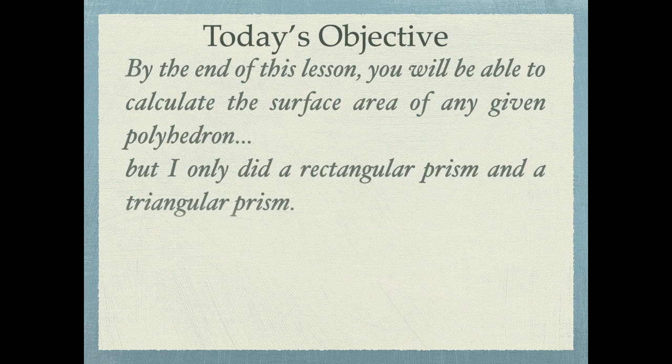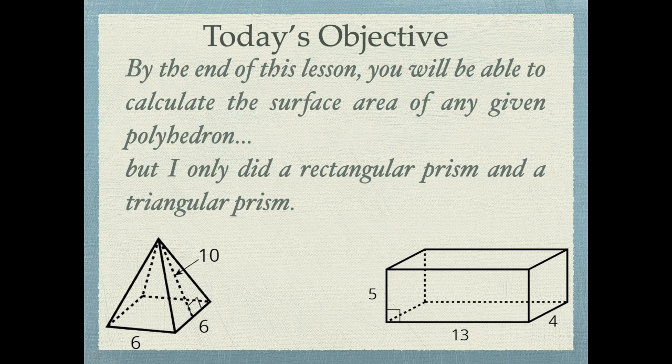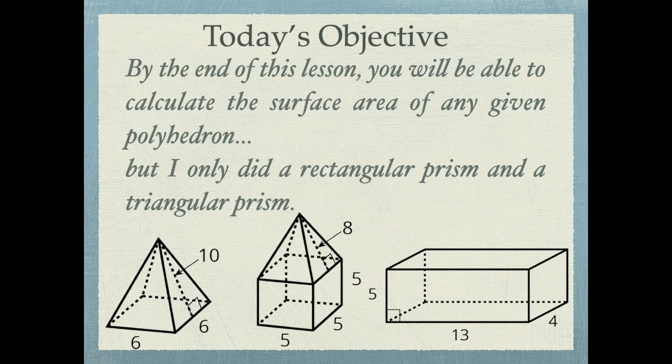In this video, I wanted to show you how to calculate the surface area of any given polyhedron, but I only did rectangular prisms and triangular prisms. But I think you're clever enough to figure out most any polyhedron if it's made up of triangular prisms and rectangular prisms. By the end of this lesson, you're going to be able to calculate the surface area of any given polyhedron that's made up of rectangles and triangles. I bet you could do this one. I bet you could do this one. The question is, are you clever enough to do this one? I guess we'll find out next video.